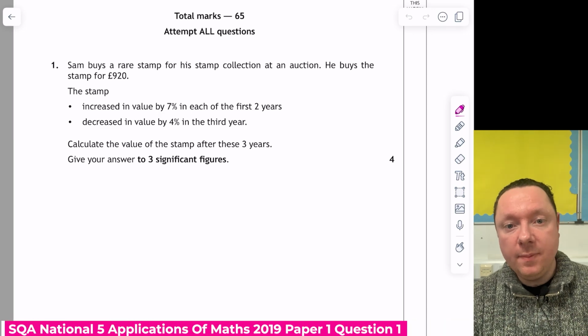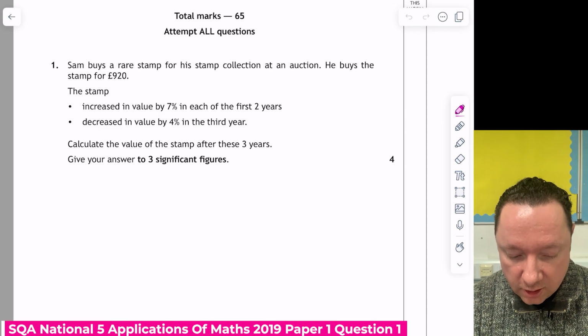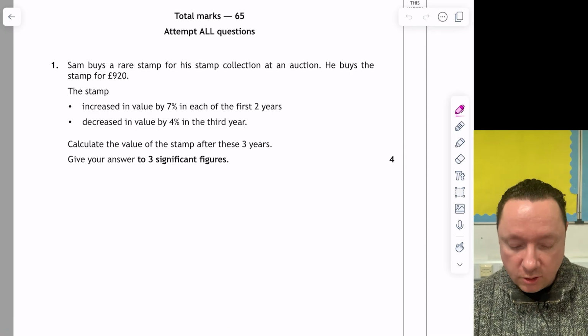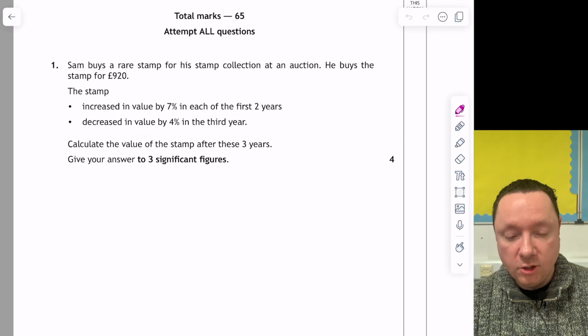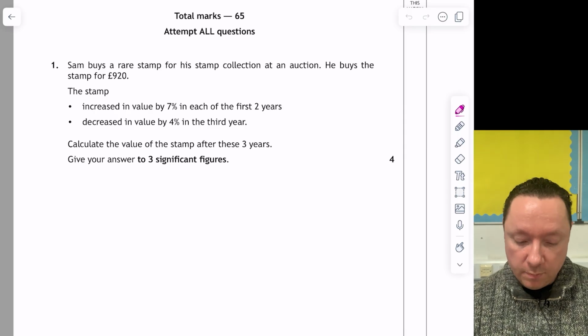SQA National 5 Application Maths 2019 Paper 2 Question 1. Sam buys a rare stamp for his collection at auction and he buys the stamp for £920. It increased by 7% in each of the first 2 years, decreased by 4% for the third year. Calculate the value of the stamp after 3 years. So this is appreciation and depreciation.